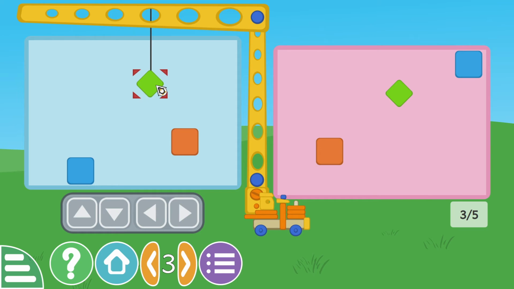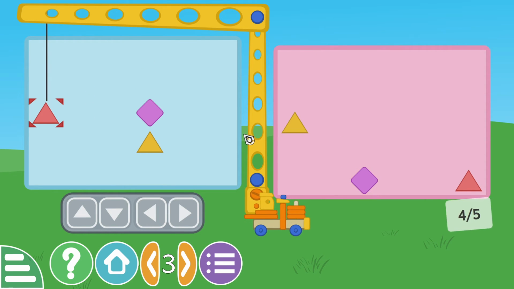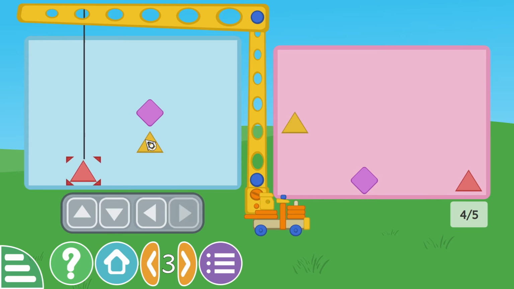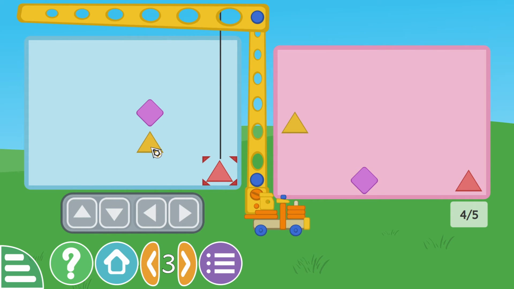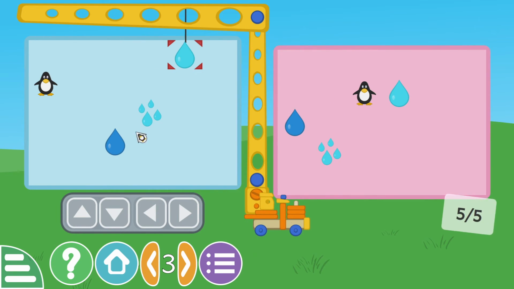The green diamond over to the right, the red square all the way across, and the blue square up on the top right. The red triangle down to the bottom right. Bring the yellow one back where it was, or close to it, and the purple diamond down the bottom as well.